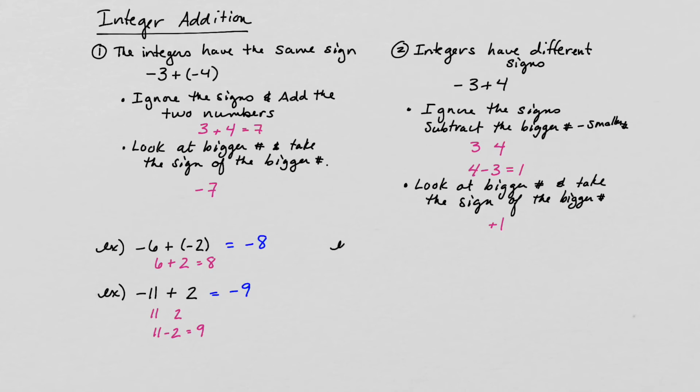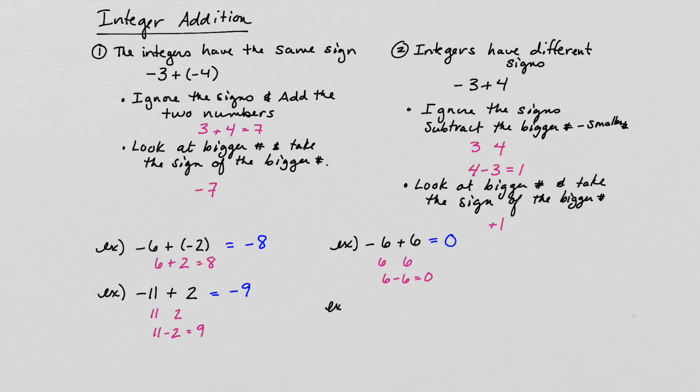Here's another example: negative 6 plus 6. So again, the two numbers are opposite each other. So we're going to look at 6 and 6. Here, we're going to subtract them. So 6 minus 6 gives us 0. And 0 isn't really positive. We don't put a positive sign or a negative sign with 0, so the answer is just 0.